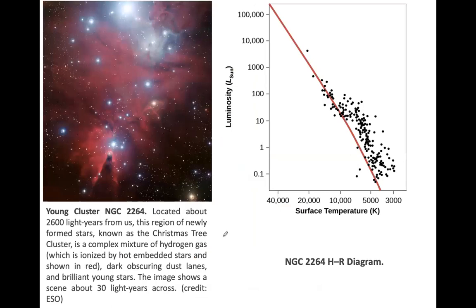This is another young star cluster called NGC 2264. This one is around 2600 light years from us. And you can see that there are newly formed stars, and once again you have the HR diagram right here of that particular star cluster, and you can see that there is a red line that goes through it. So here are the stars that go on the main sequence up to here.